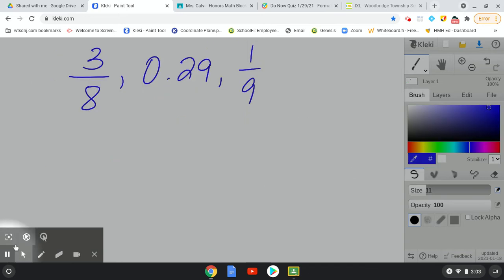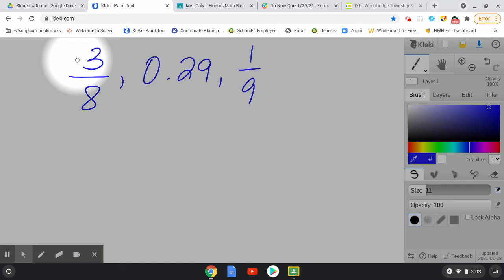Okay? Okay, so here we have 3/8, 29/100, and 1/9. And the directions are to put these in order from least to greatest. The easiest thing to do is to change them all into decimal form. So I want to change 3/8 into decimal form. And this is where you can use your calculator to do this.